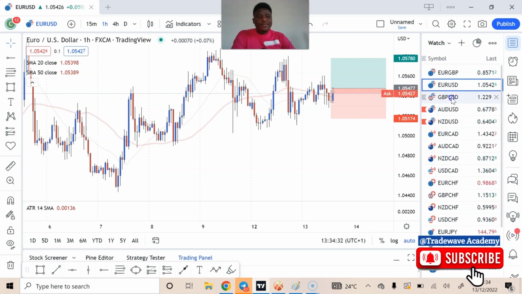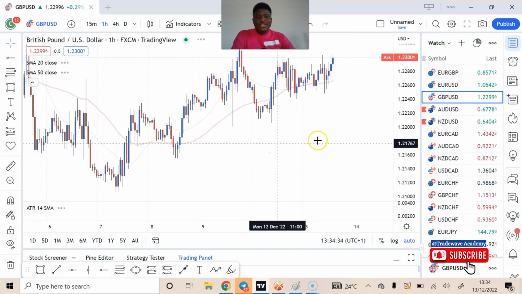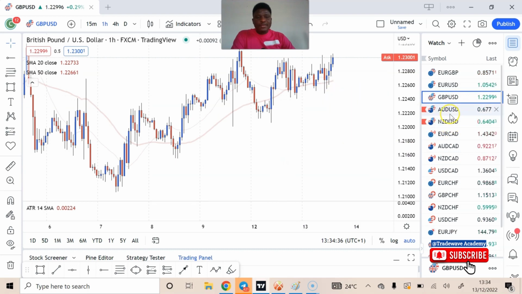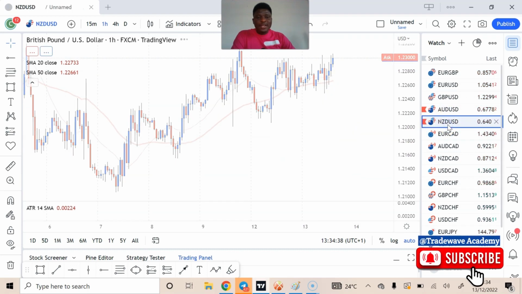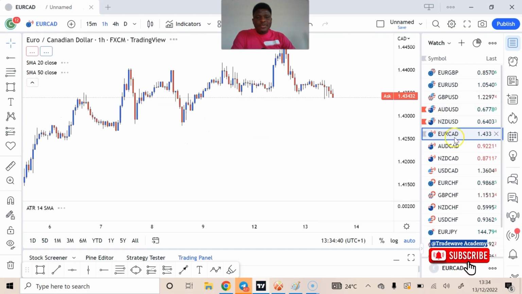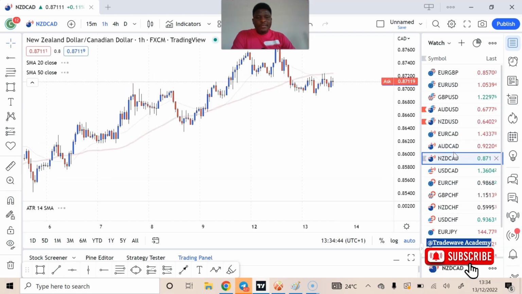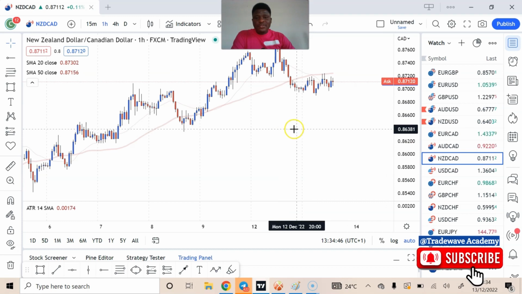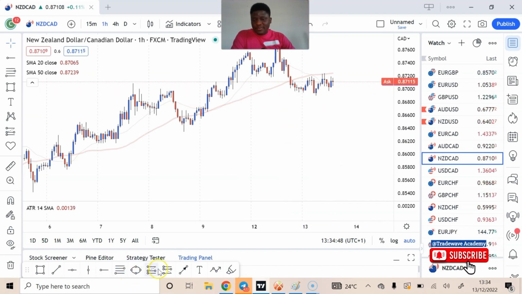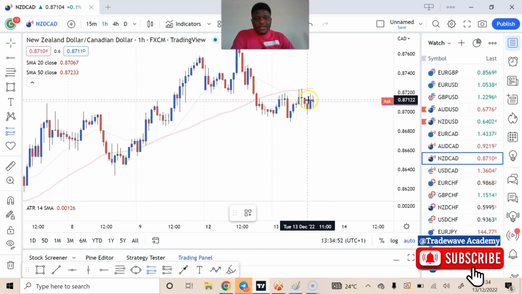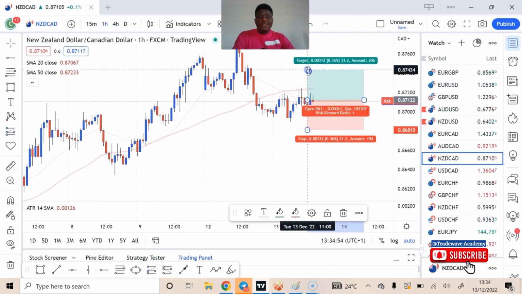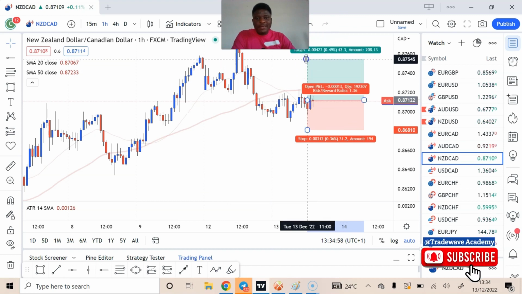So let's take another example. Let's say this is the GU. Okay, I'm not seeing any likely entry here. I just want to use a trading pair that we might just assume we can get an entry based on the support and resistance levels. So let's do this. This probably looks promising.